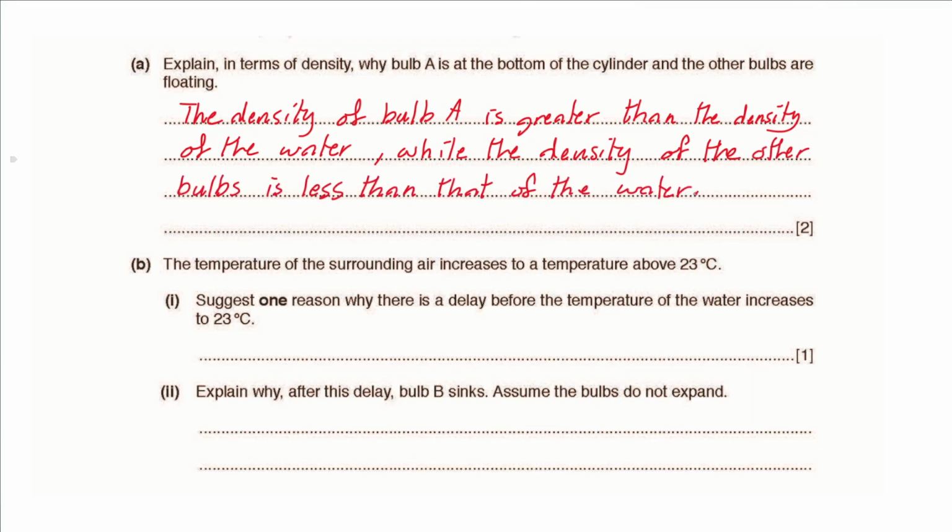Part B says the temperature of the surrounding air increases to a temperature above 23 degrees Celsius. Suggest one reason why there is a delay before the temperature of the water itself inside the cylinder increases to 23 degrees Celsius. That's because the water in the cylinder is insulated from the surroundings somewhat, because the glass of the cylinder is not a good conductor, or we can say the glass of the cylinder is an insulator.